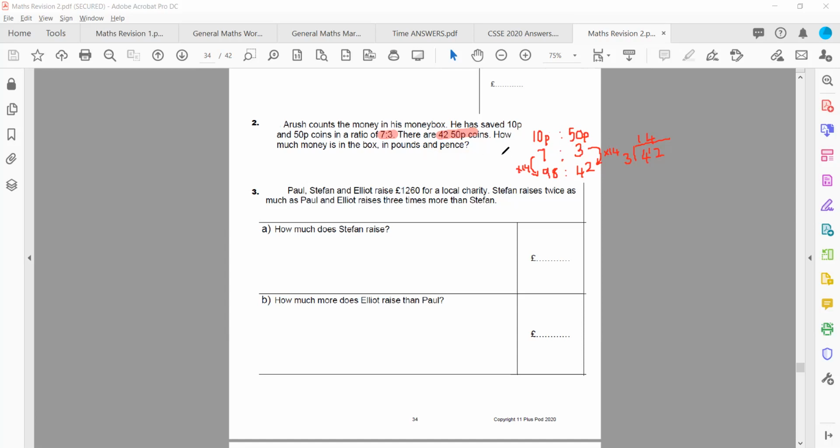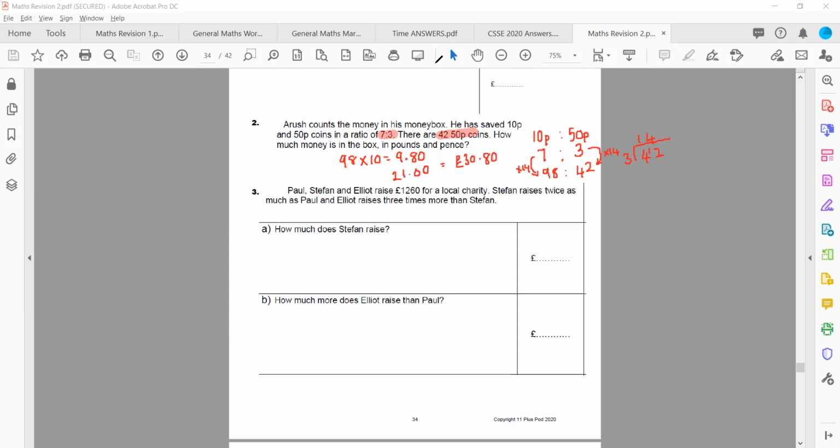You now need to work out how much money is in the box. Well, you have 98 10p coins. So you would do 98 times 10 would give you 980 pence, which is £9.80. And then you have 42 50p coins. Well, there are 2 50p coins in a pound. So if you half 42, you would have £21. And you can add those two together, and that would give you a total of £30.80 in the money box there.